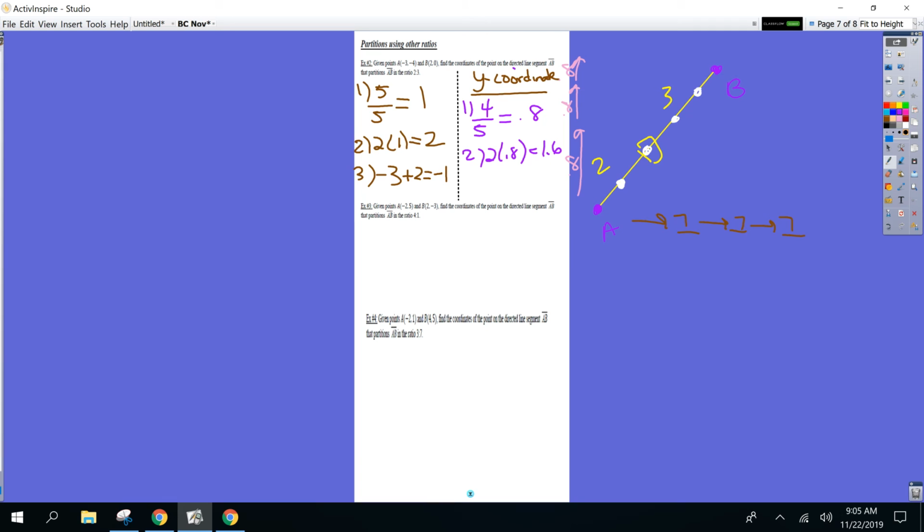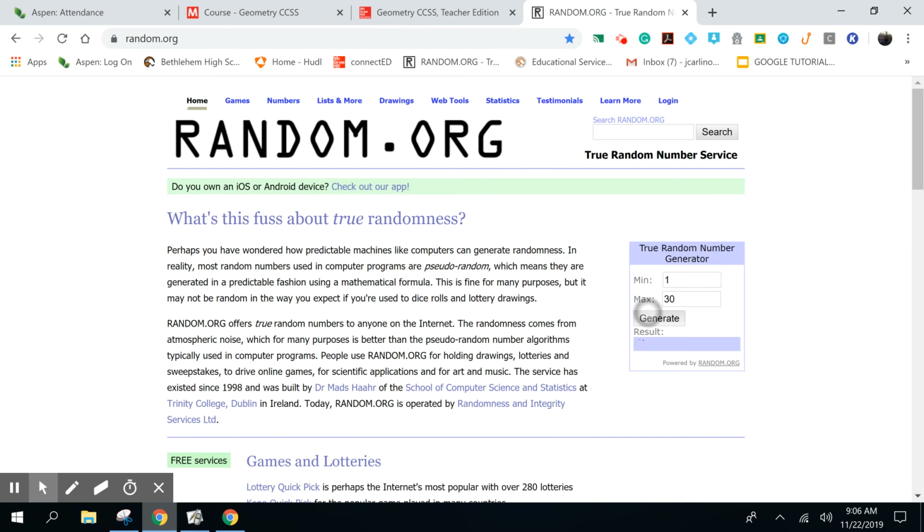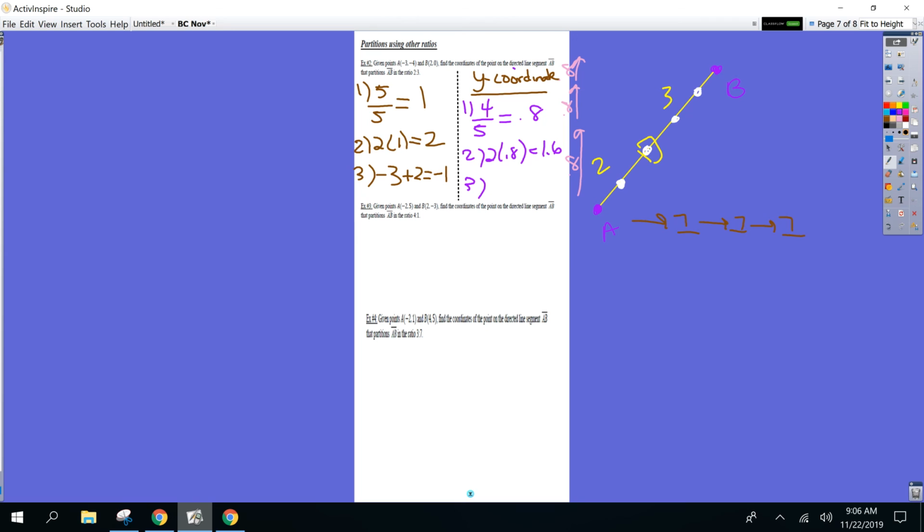All right, so the 1.6, a lot of rookie mistakes. They stop at this point and say coordinate is 1.6. That's just the total units you go from the starting point. What y coordinate did we start at? We started at -4, and I'm going to add 1.6 to figure out where I end up.